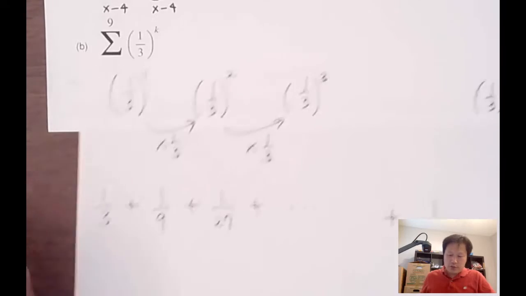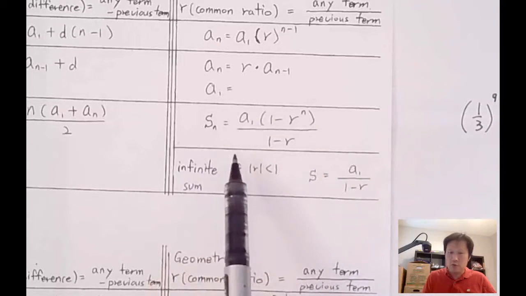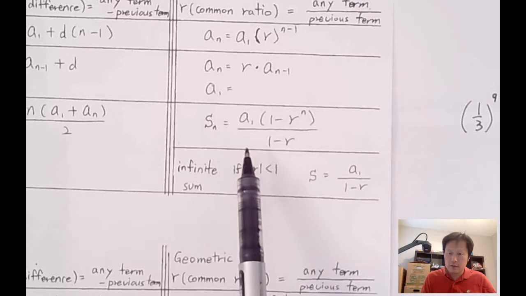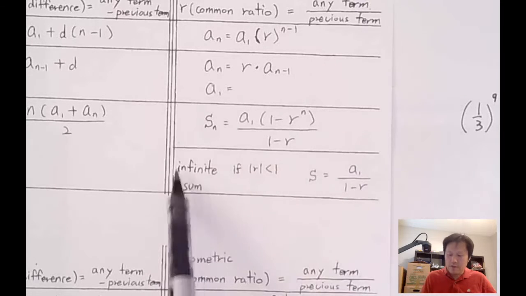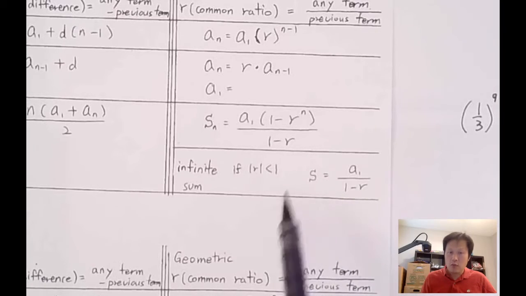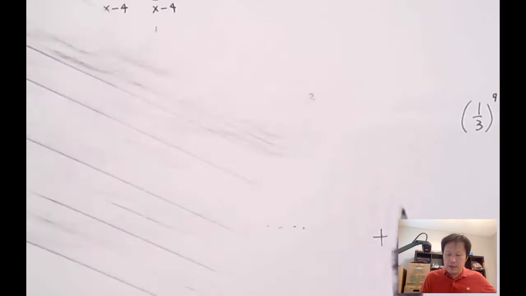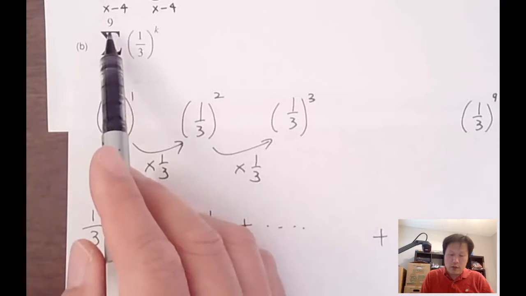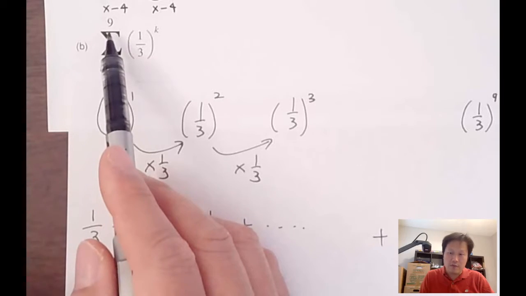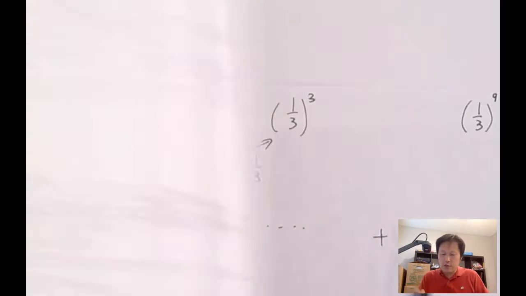A geometric sequence has two different formulas. One is a summation formula for when the sequence is finite, meaning it ends. An infinite geometric series has a different formula, for when the sequence keeps going forever and doesn't stop. There is an end to this one because we are only adding up to the 9th term: first, second, all the way up to the 9th term. It ends, so we get to use this formula.